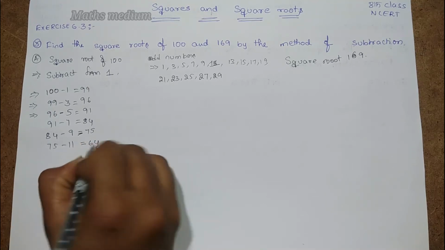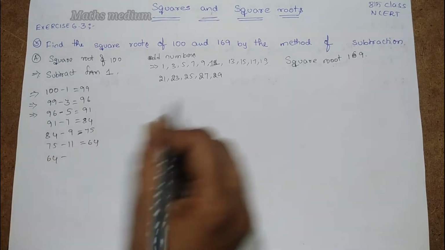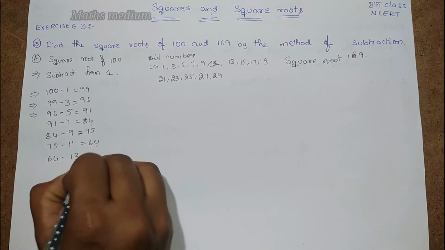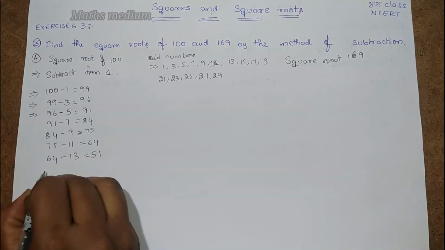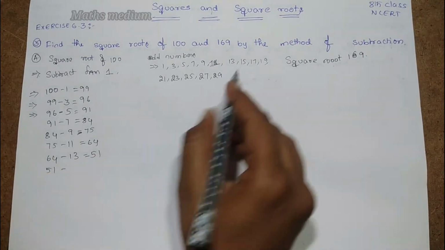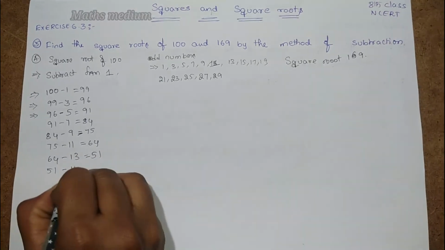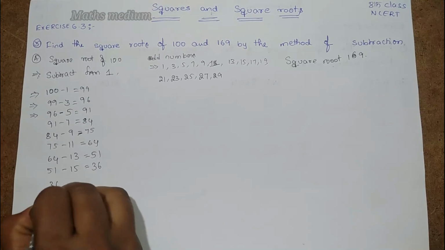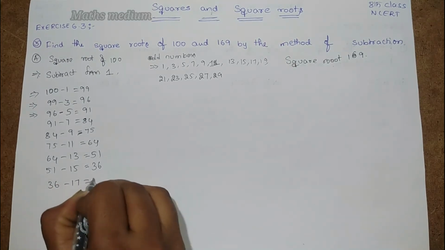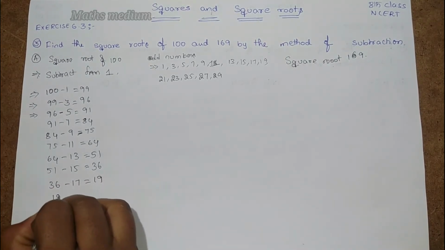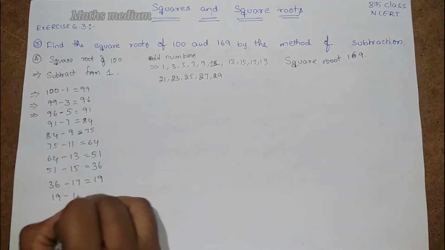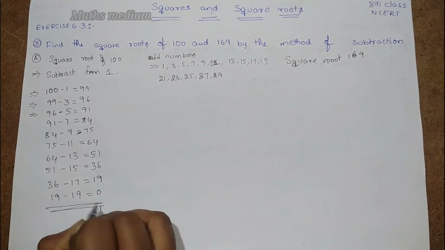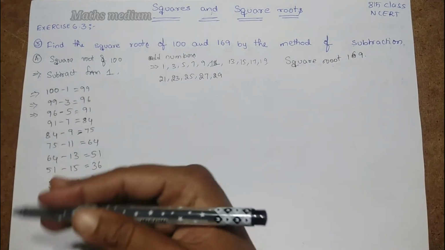So 64. 64 minus 13 is 51. 51 minus 15 is equal to 36. Now 36 minus 17 is equal to 19. Next, 19 minus 19 gets 0, right? So here ends the subtraction process.